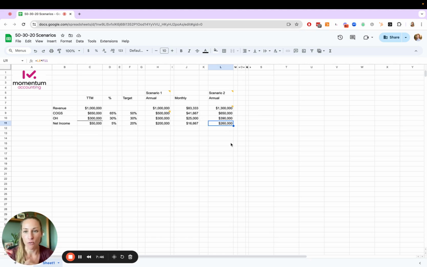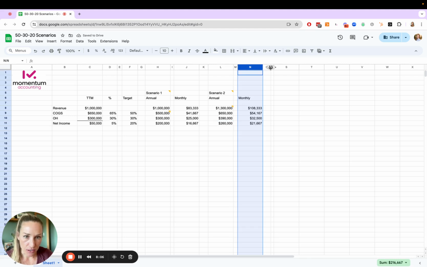So we're trying to figure out, where are we investing our money? Is it in overhead costs to grow the business? Or is it in COGS to deliver the services? So those are the two scenarios. And then, of course, the third scenario might be something in between.